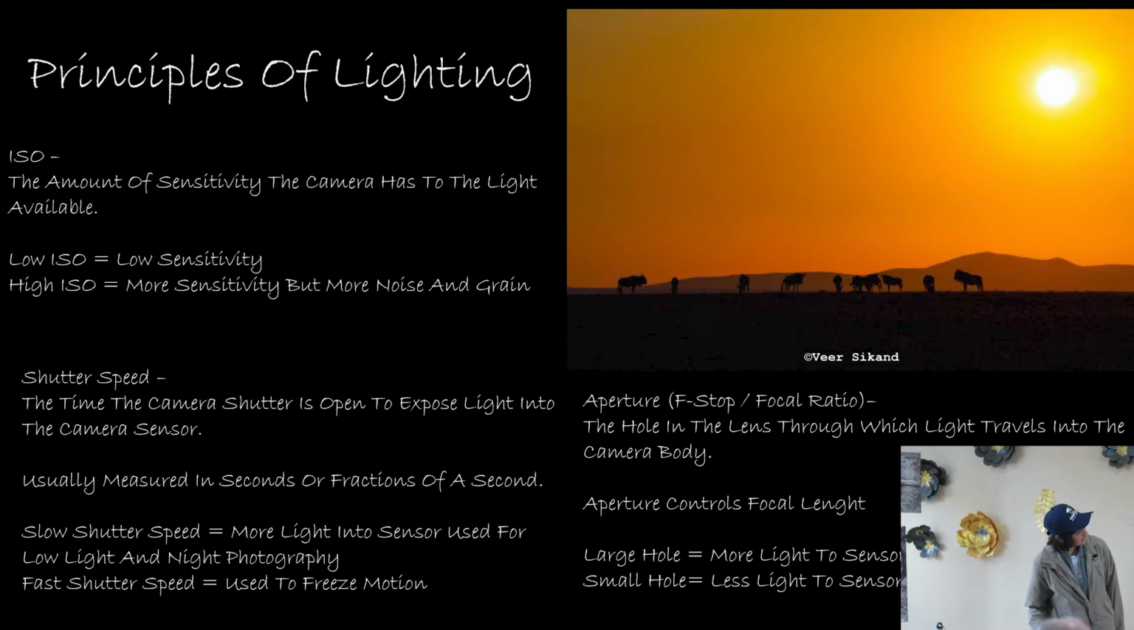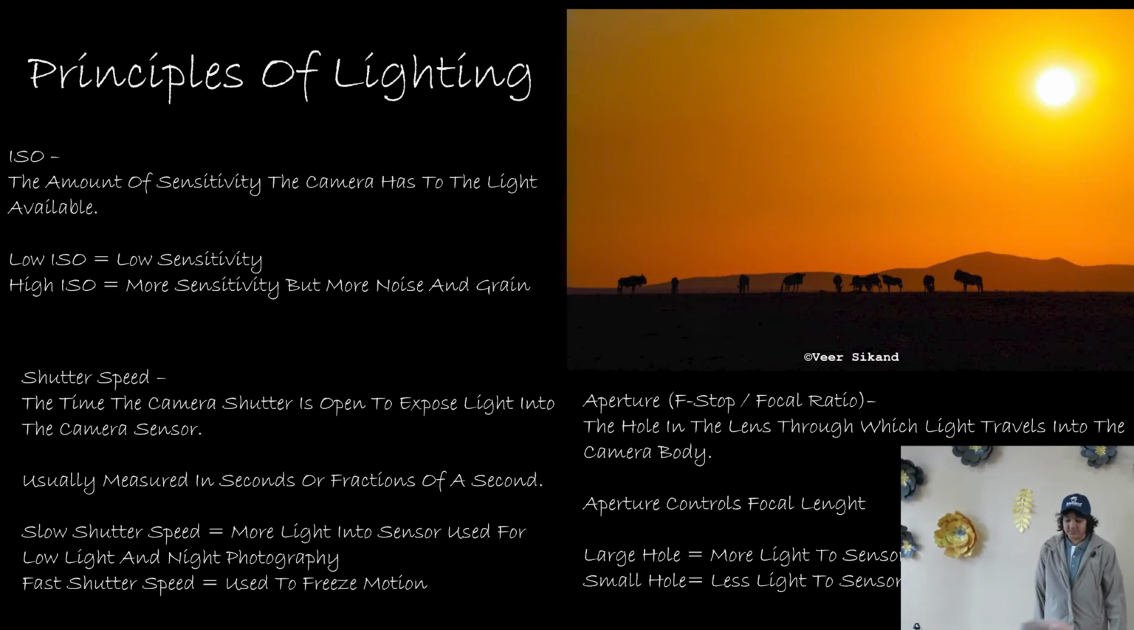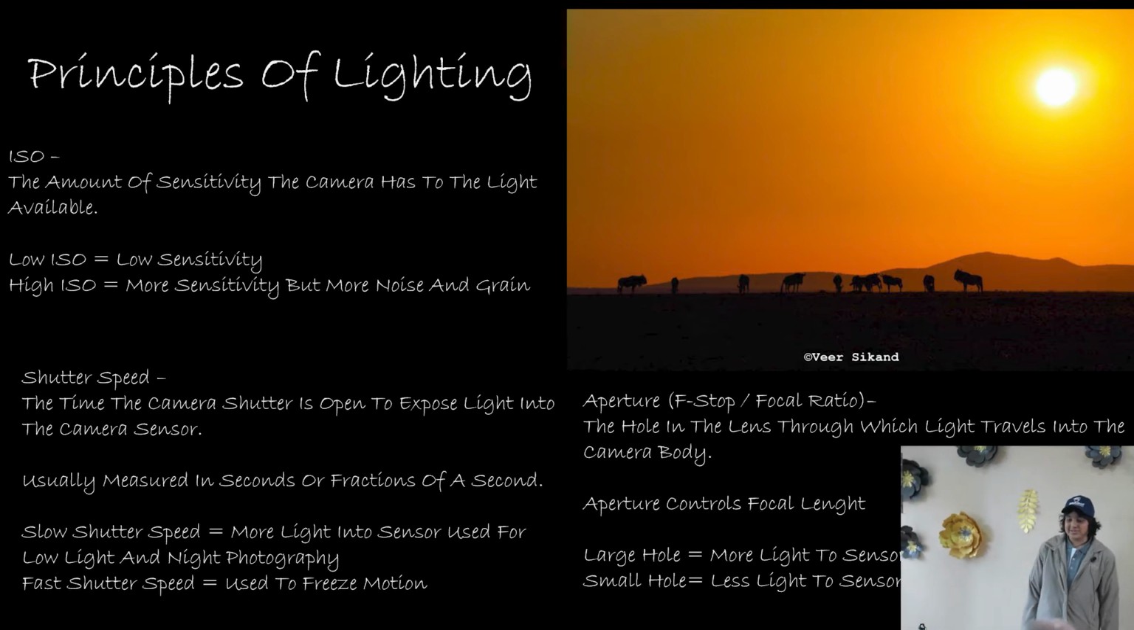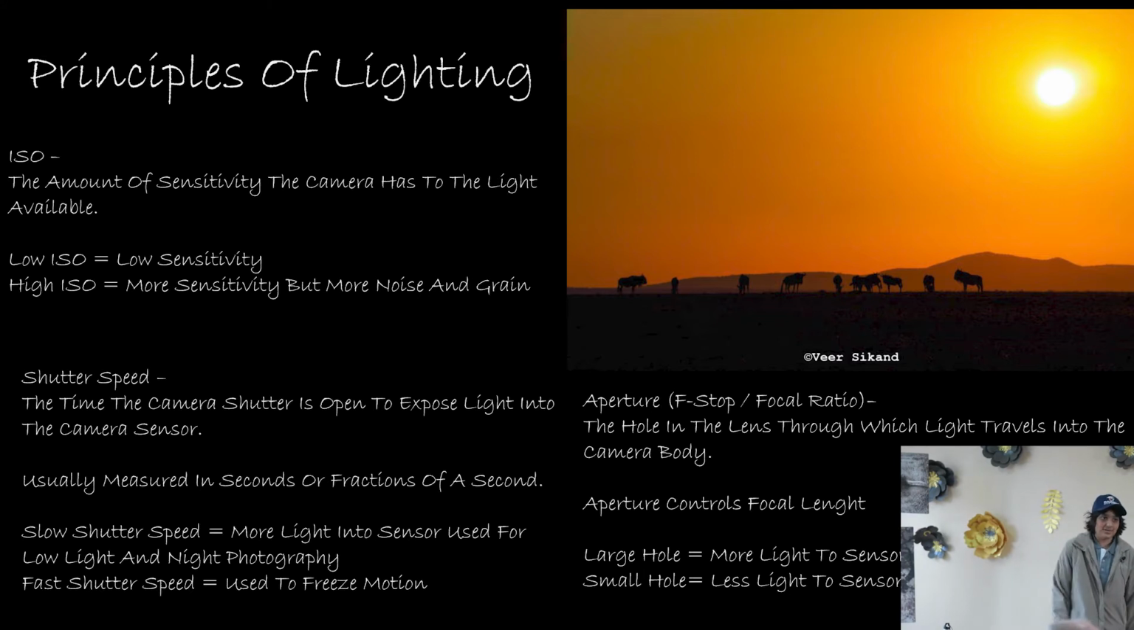Principles of lighting. So here are 3 things to know about manual photography. There are 2 different types, manual and automatic. Automatic is where the camera senses and basically changes the lighting for you, but with manual photography, you personally change it to your preference. So the 3 main principles are ISO, shutter speed, and aperture. ISO is the amount of sensitivity the camera has to the light available. Shutter speed is the time the shutter is open to expose light into the sensor. And aperture, measured in f-stop, is a hole in the lens in which the light travels into the camera body. So all of this is related to light.